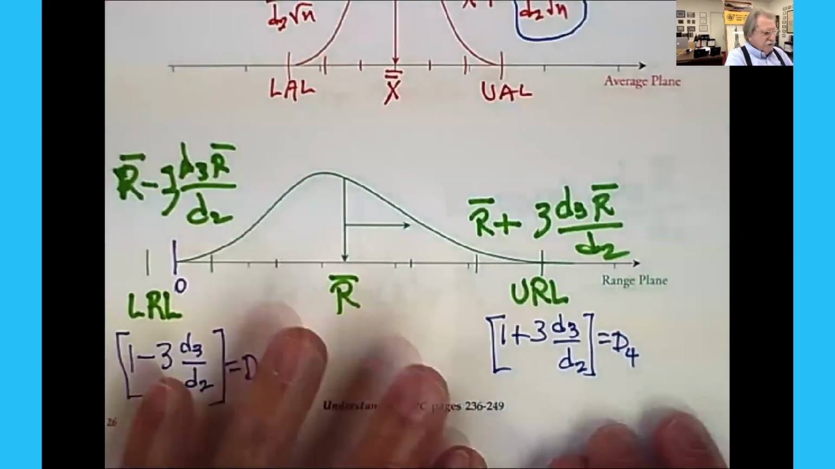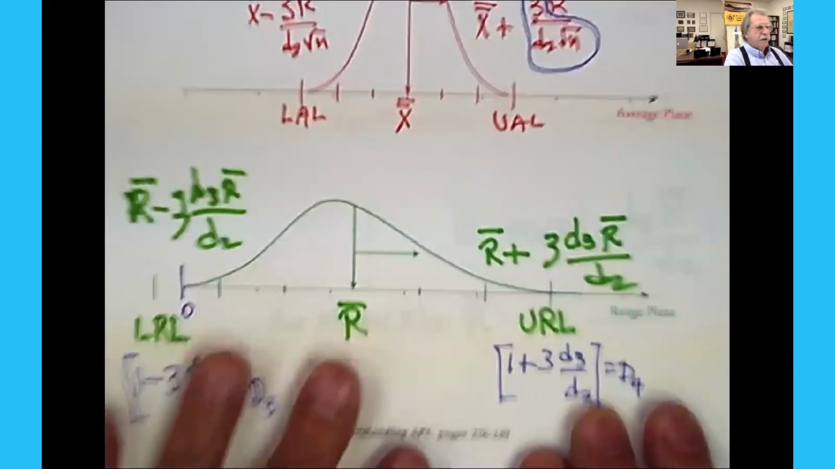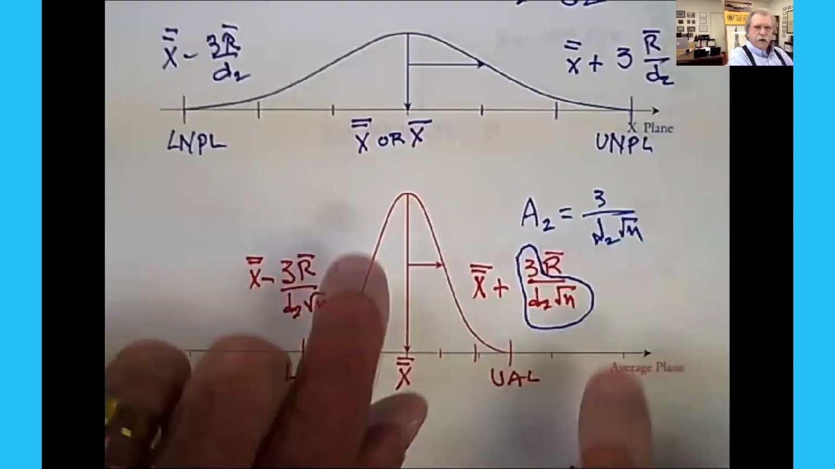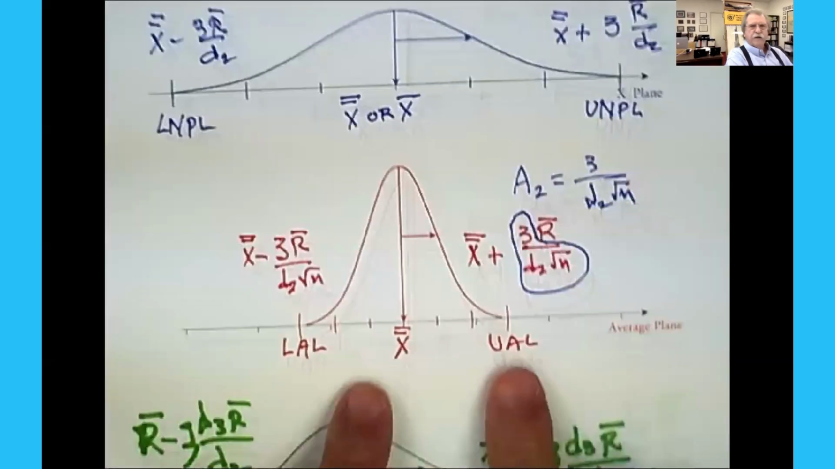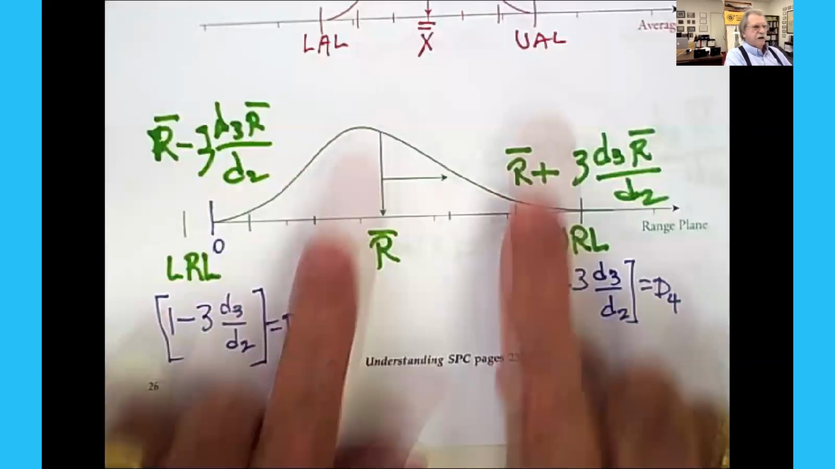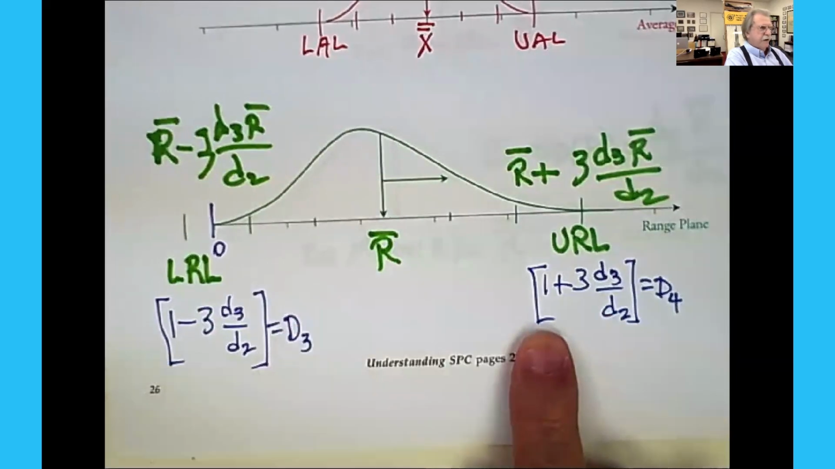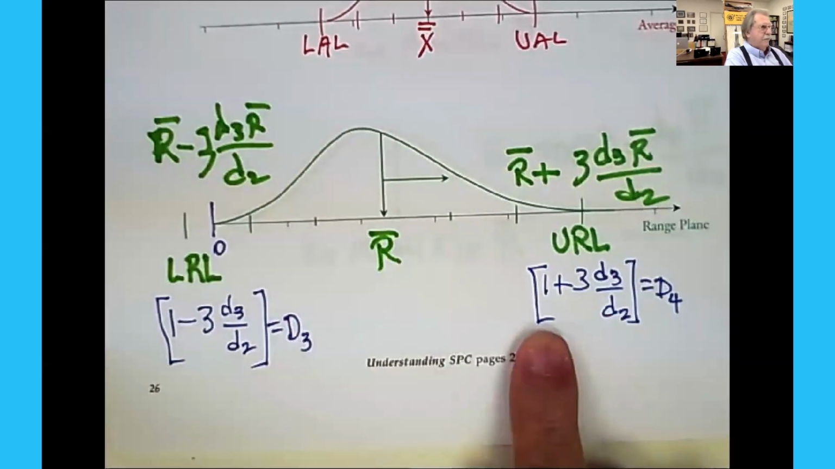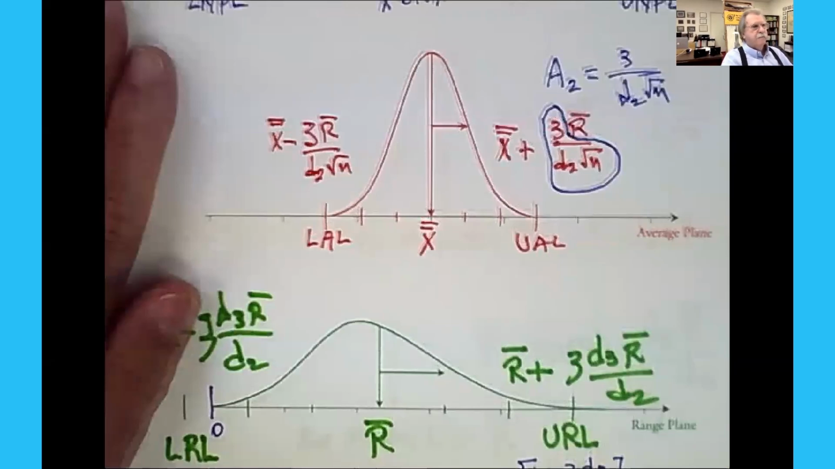But when you use those scaling factors, you are computing 3 sigma limits. Here you're computing 3 sigma limits on the X plane. Here you're computing 3 sigma limits on the X-bar plane. Here you're computing 3 sigma limits on the range plane. The 3 is built in. It's automatic. So the scaling factors let you get 3 sigma limits.